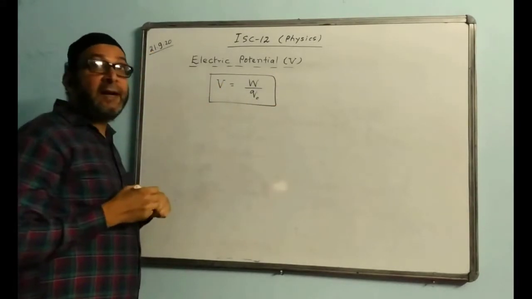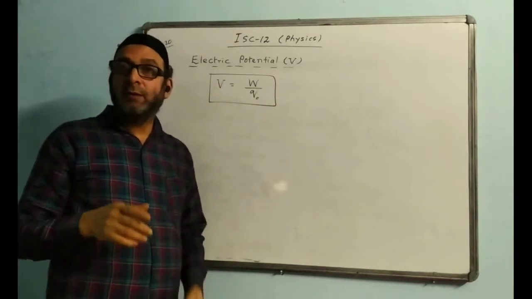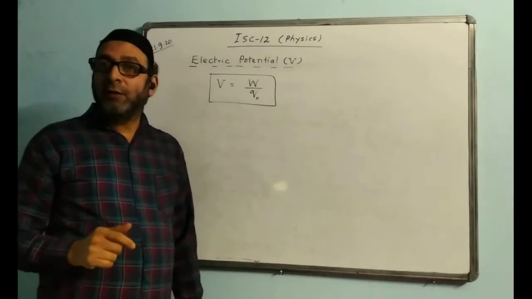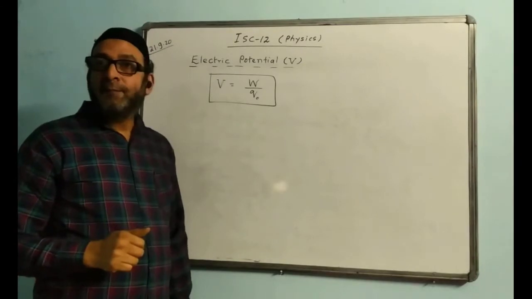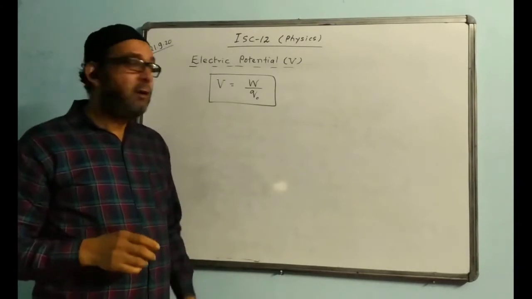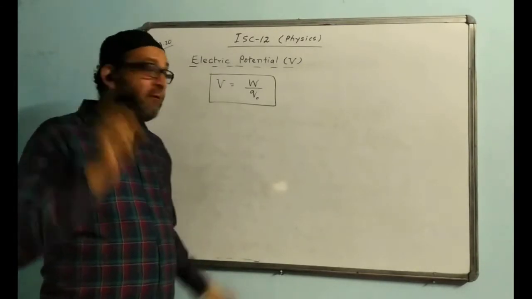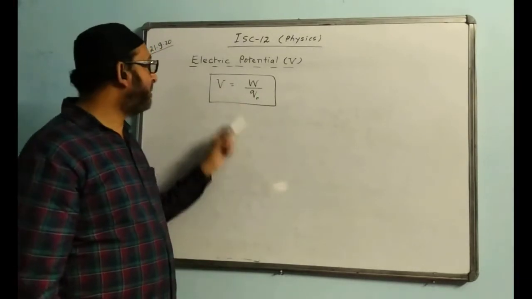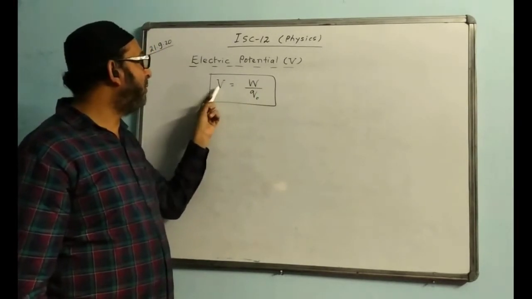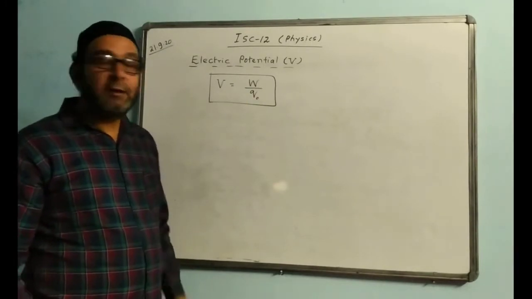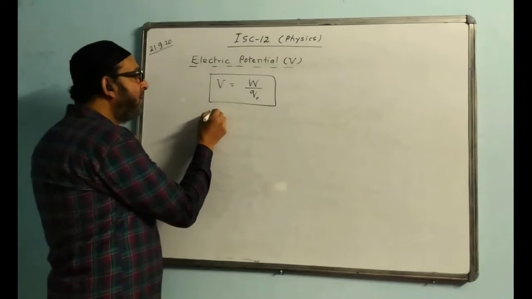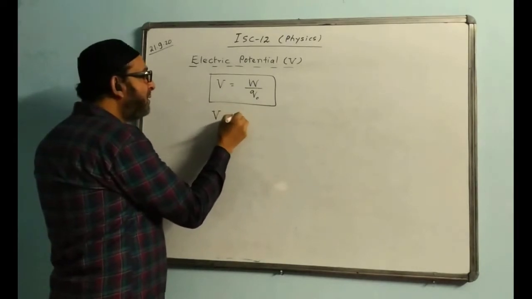If you compare, electric field was F by Q naught. That was the kind of force, but this is the kind of work. Force is a vector, but work is a scalar. So electric potential is a kind of work done, and so it is also a scalar. V is scalar.